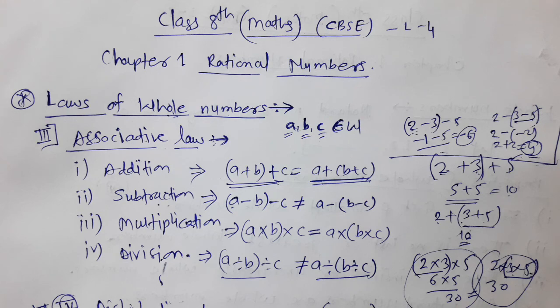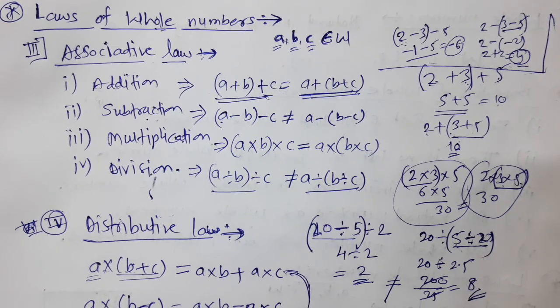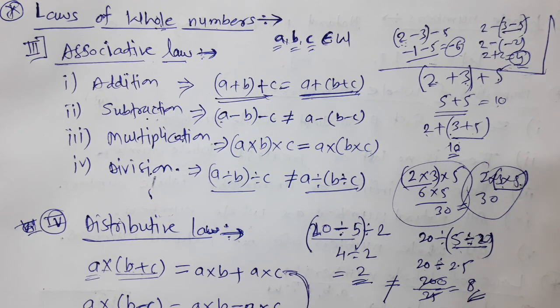In the previous video we discussed the laws of whole numbers. Two laws of whole numbers: the first law we studied is closure, and the second is commutative.